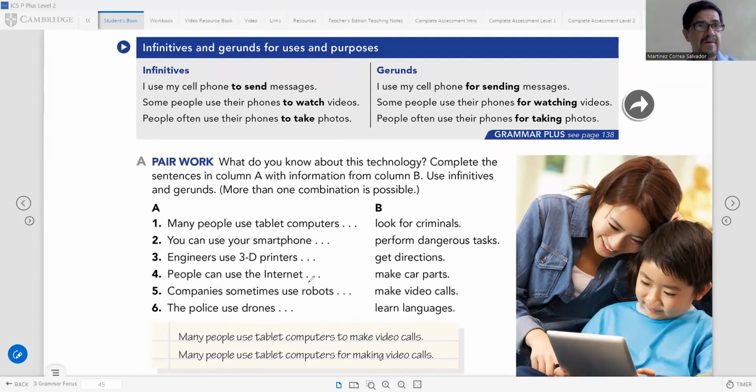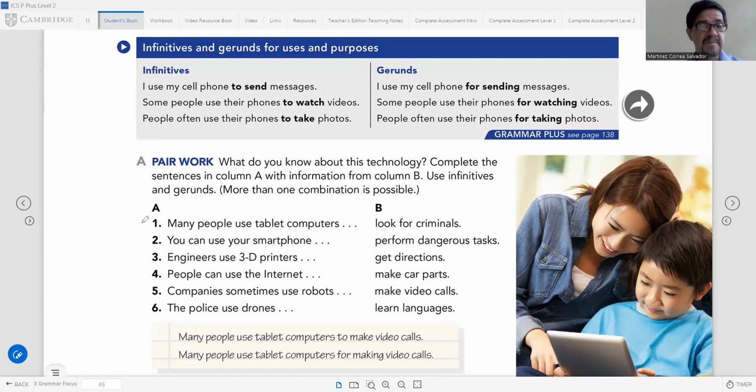What do you know about this technology? Let's talk about technology. Complete the sentences in column A with the information in column B. Use infinitives and gerunds. More than one combination is possible, so you can use infinitives or gerunds, and there's more than one possibility.